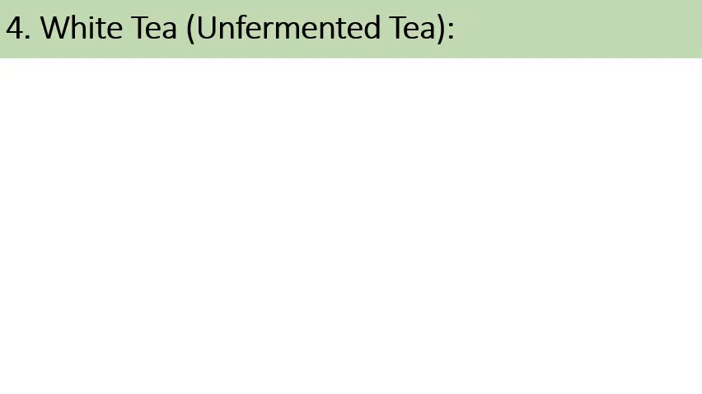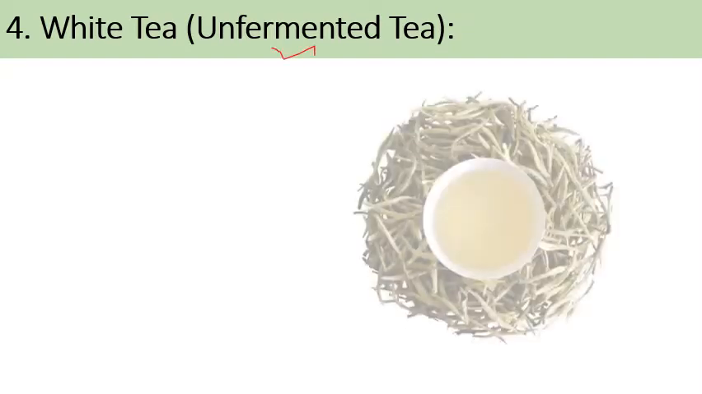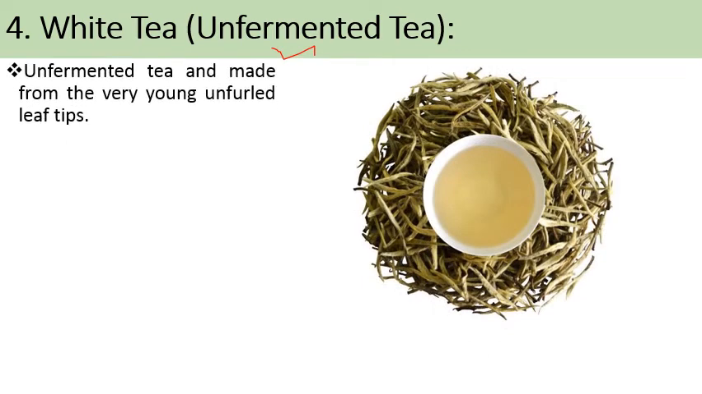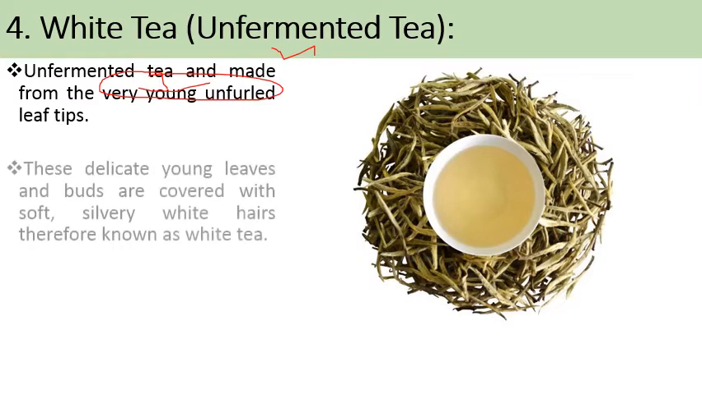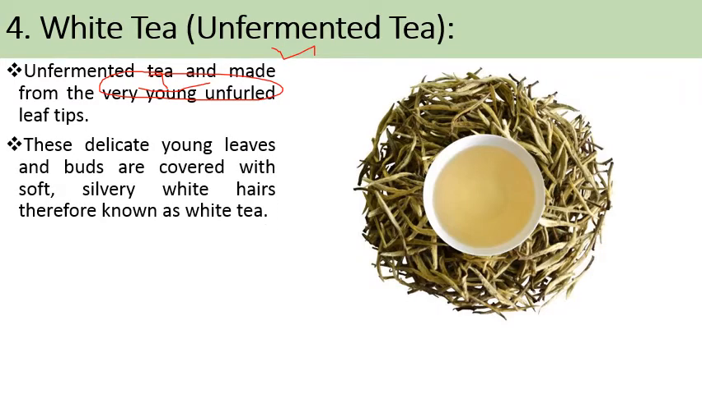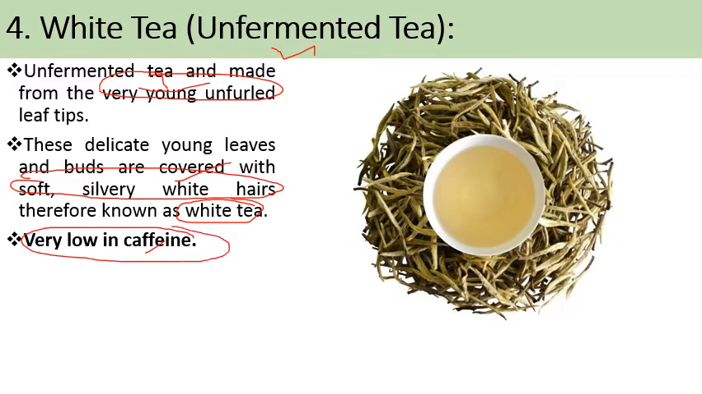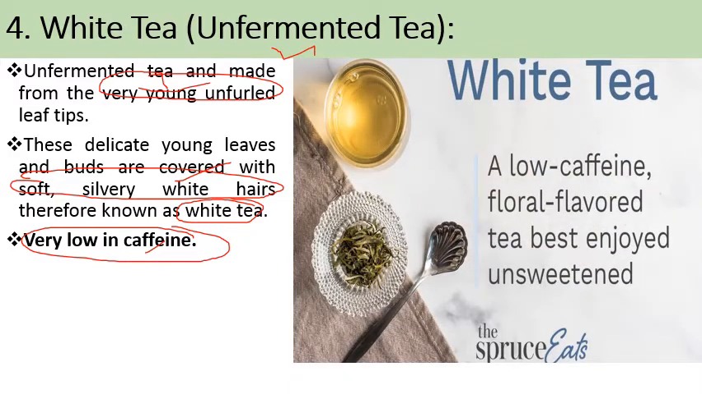Next comes white tea or unfermented tea. For this we use the young tips. So unfermented tea, which is made from very young unfurled leaf tips. These delicate young leaf and buds are covered with soft silvery white hairs. So that's why we use the term white tea for this tea. And this tea is very low in caffeine. इसमें जो caffeine का content है सबसे कम present होता है. So white tea, a low caffeine floral flavored tea, best enjoyed unsweetened.